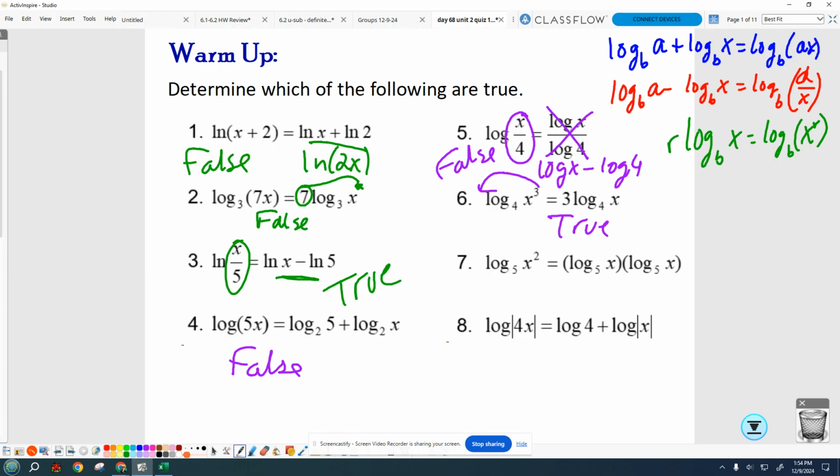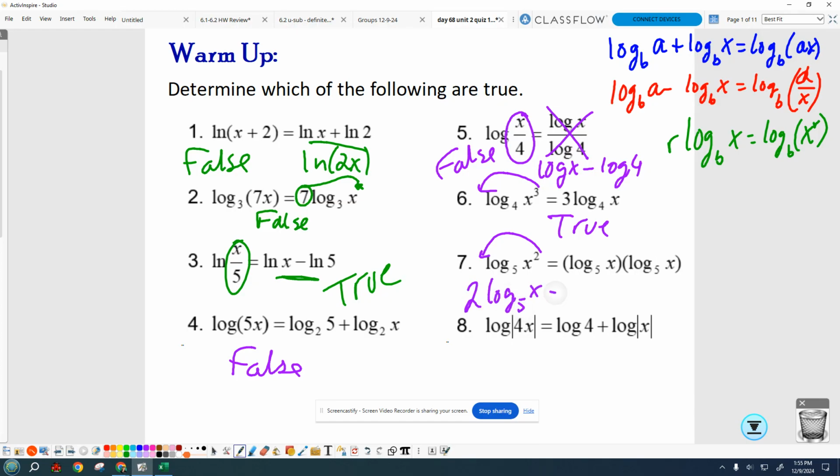All right, 7. Okay, we're getting vocal with it now. 7, you're saying is true? Yeah. Okay, at least one person is shaking their head and not confident enough to explain. Okay, this comes down out front, so that's 2 log base 5 of x, which is log base 5 of x plus log base 5 of x. Is log the same thing as multiply? No.